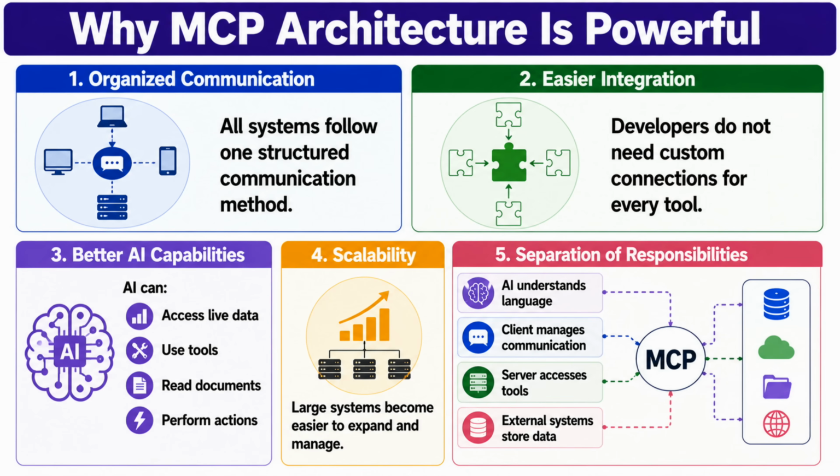Why is MCP architecture powerful? First point is organized communication. All systems follow one structured communication method. Second point is easier integration. Developers do not need custom connections for every tool. Third one is better AI capabilities. AI can access live data, use tools, read documents, and perform actions. Fourth point is scalability. Large systems become easier to expand and manage.